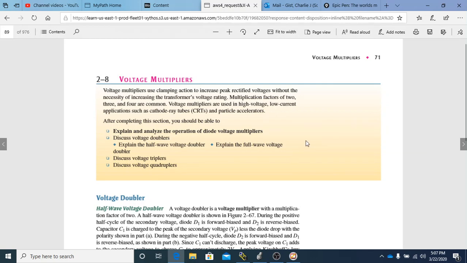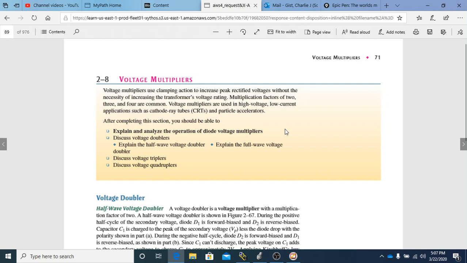So just to give you a little overview of what we're going to be doing here, voltage multipliers use clamping action to increase peaked rectified voltages without the necessity of increasing the transformer voltage rating. And we've already talked about clampers, so we've already gone through that. So this right here is again building upon what we've already learned.